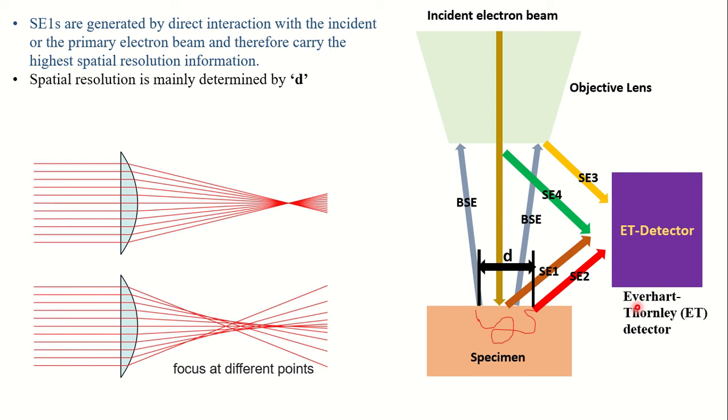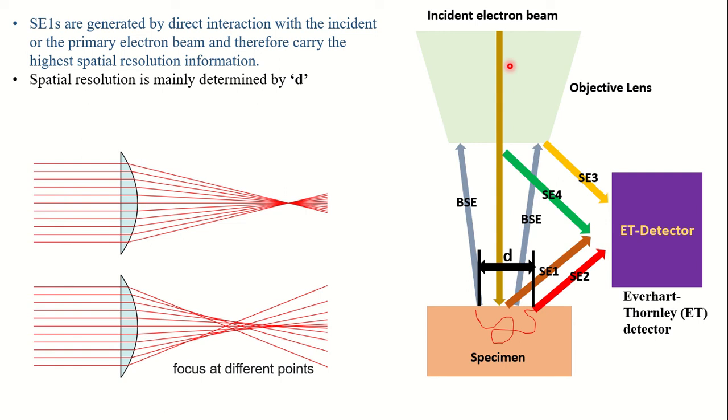As we know, we have different signals generated from the samples. So here let's talk about SE1. SE1 are generated by the direct interaction with the incident primary electron beam, and therefore carry the highest spatial resolution information, because the spatial information is chiefly determined by the size of the primary electron beam.